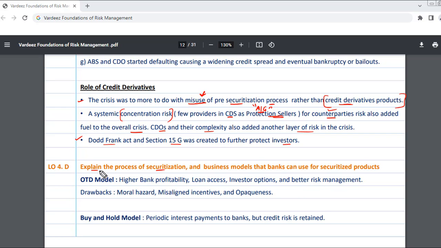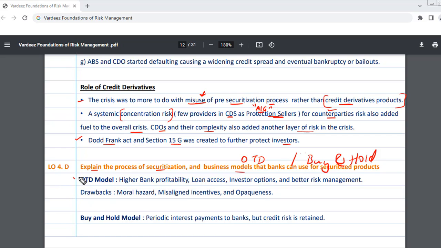We've already explained it. Next, the business models that banks can use for securitized products. Business models, as I told you, are OTD and buy and hold. These are the two business models that we have already discussed, but let's discuss the advantages of both these models and the drawbacks as well.